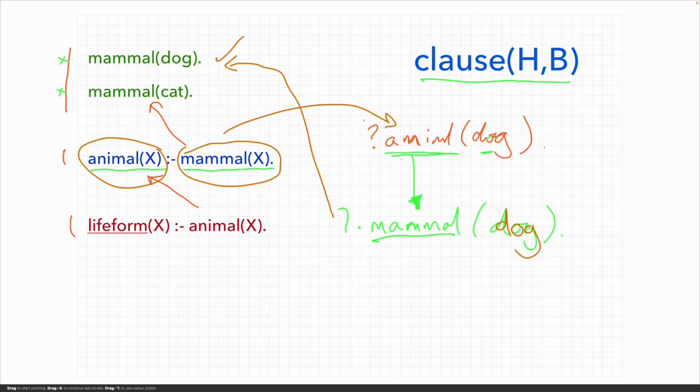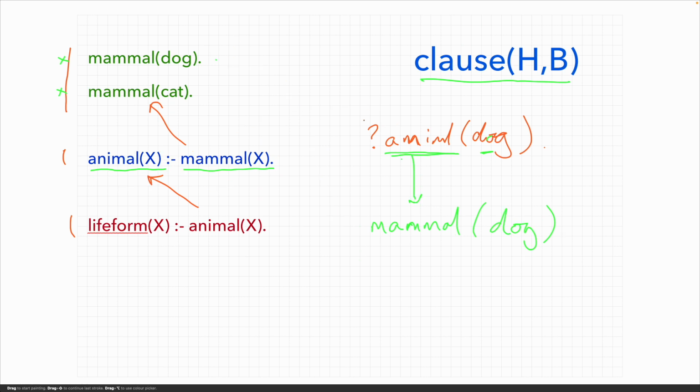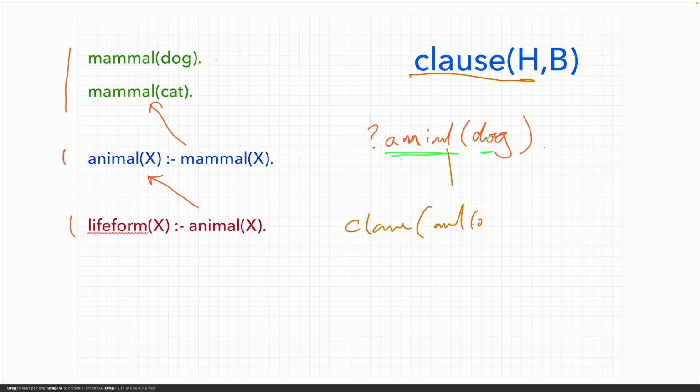If we were the meta-interpreter, how would we do this? Let's talk a little bit more in terms of code. How would we do this if it wasn't just us talking verbally, if we were thinking about using clause? So first we'd use clause, and H would be this query, animal dog, and then B would find this rule, and B would be the body, that mammal X.